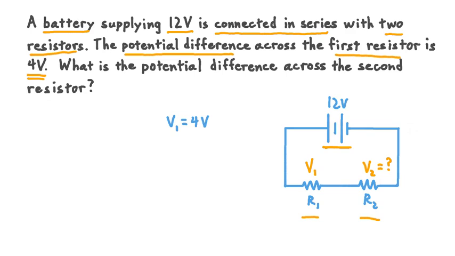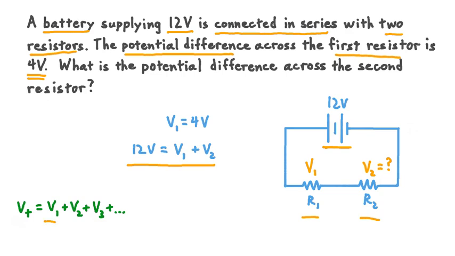This means we can now write an equation in terms of the various potential differences in this circuit. We can say the potential difference supplied by the battery, 12 volts, must be equal to the potential difference dropped across R1, that's V1, plus the potential difference dropped across R2, what we've called V2. And by the way, this expression we've written here is a specific case of a general equation. That equation says that the total potential difference supplied by a battery or a cell in a series circuit is equal to the sum of the potential difference drops across the various components of the circuit. In our case, we only have two components, our two resistors R1 and R2, so our equation basically looks like this. And that's what we see here, with 12 volts in place of V sub t.